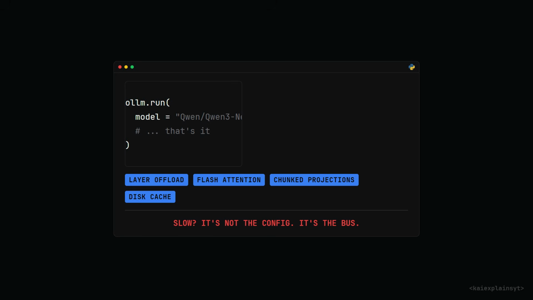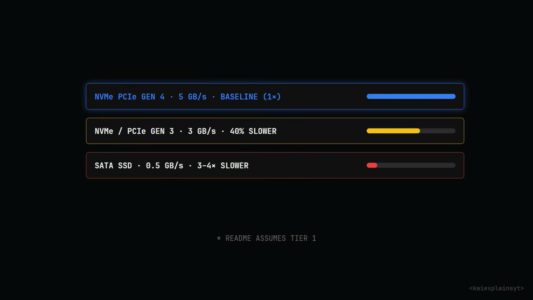It is the bus. There is a second catch underneath that one. If your SSD is slow, the numbers get worse faster than you expect.